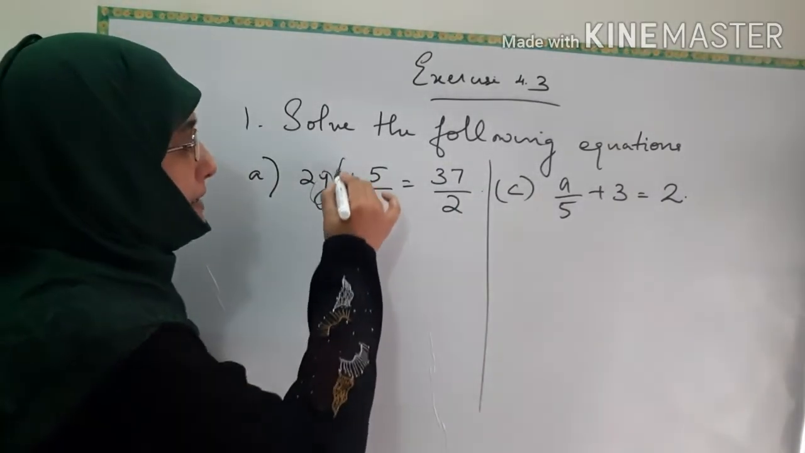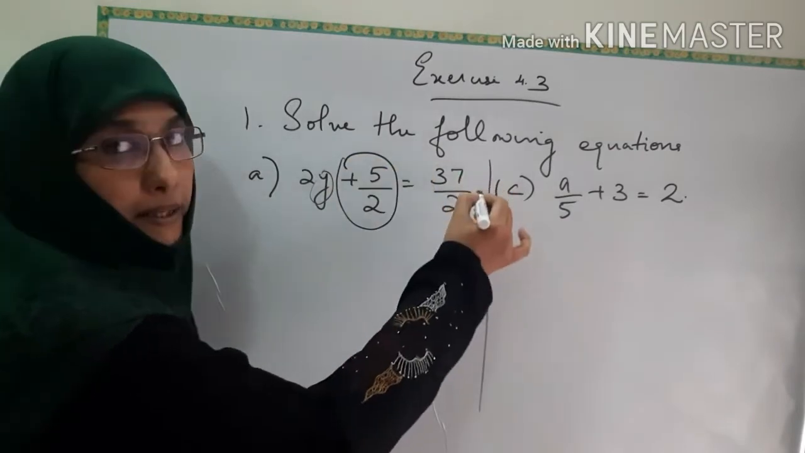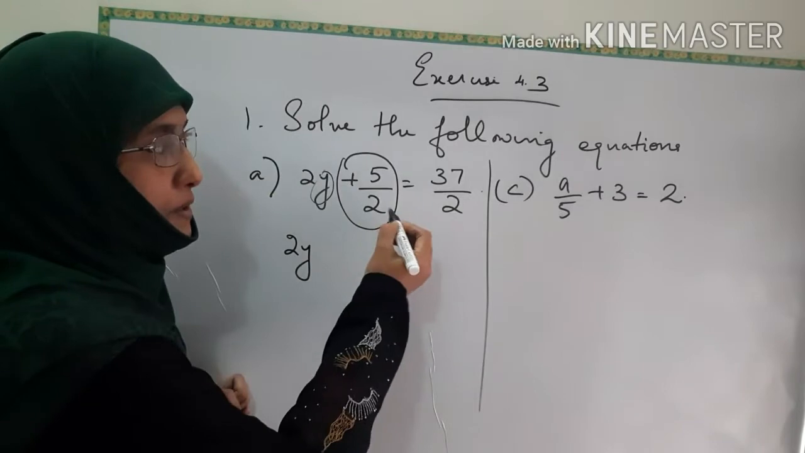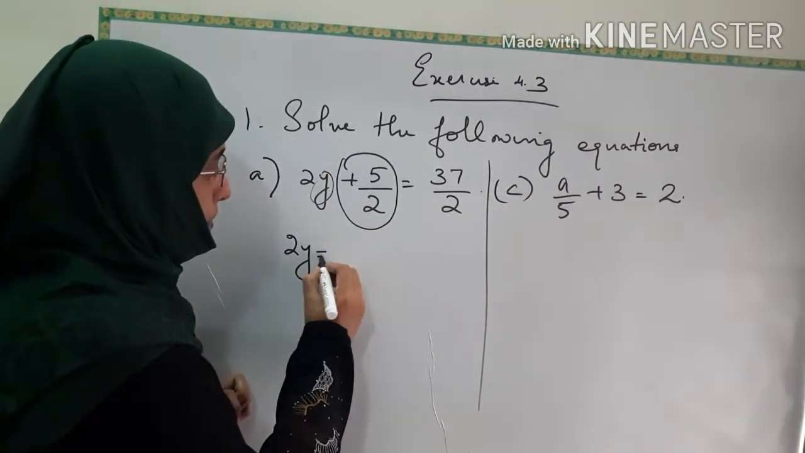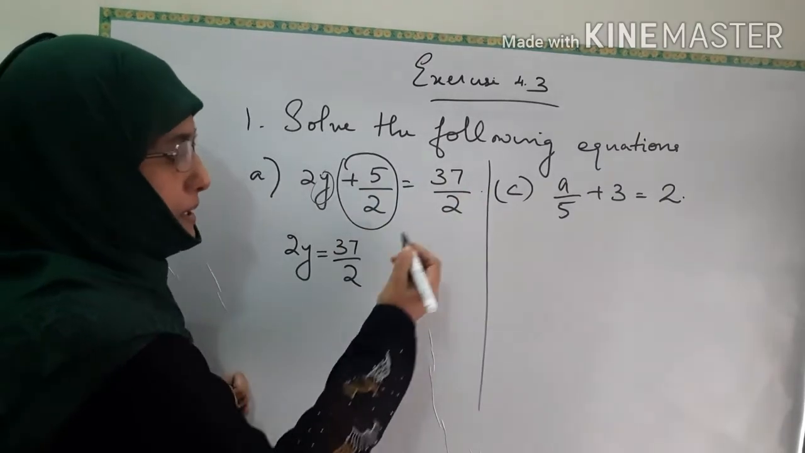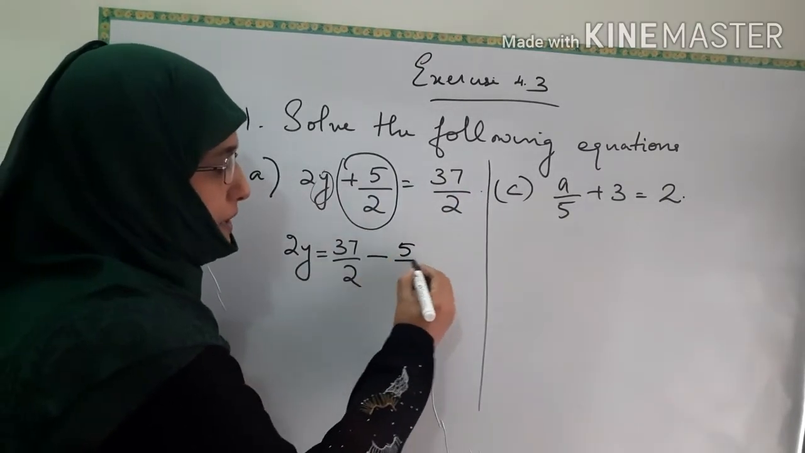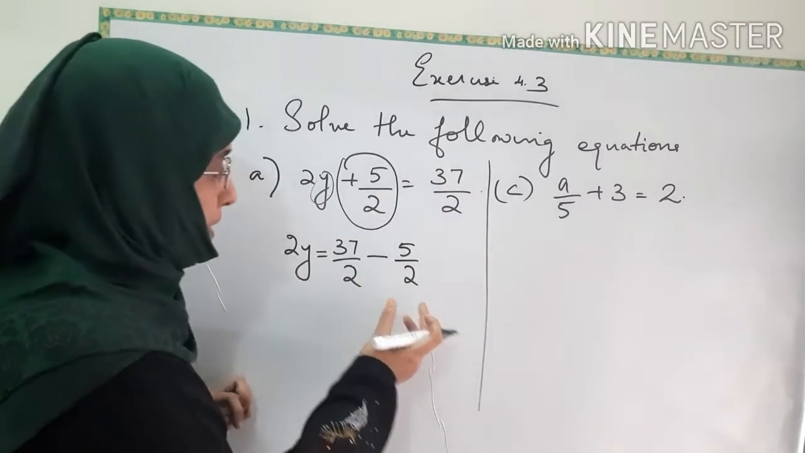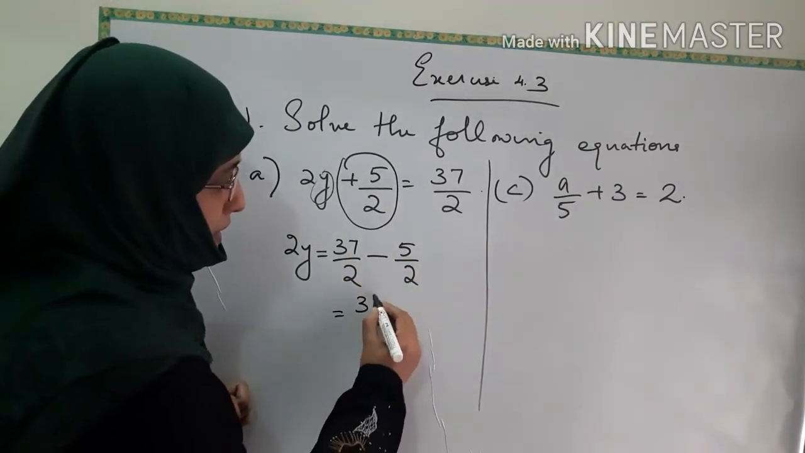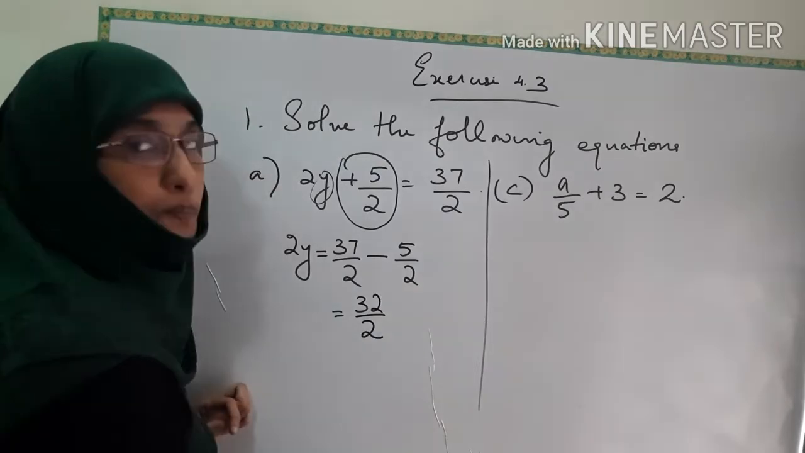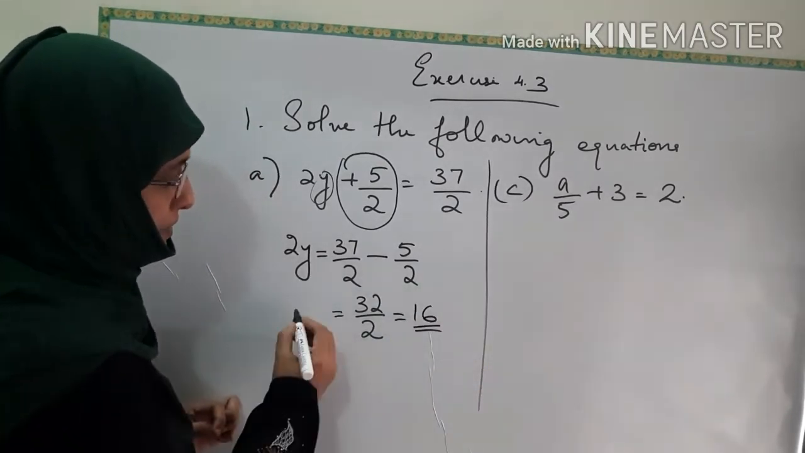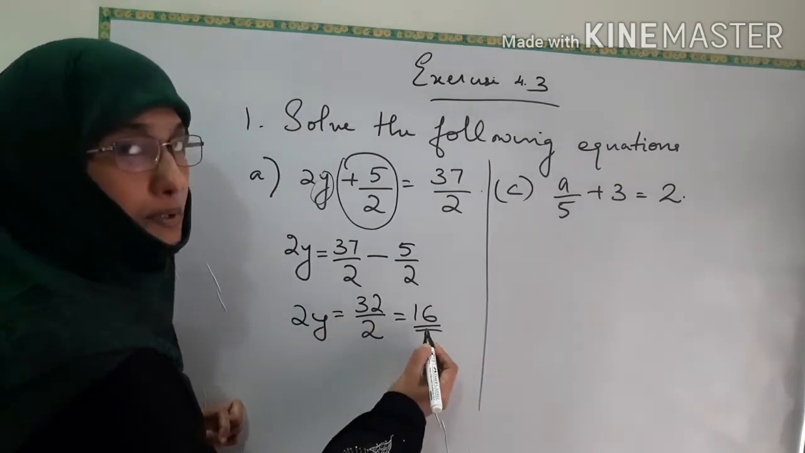So first we will take this plus 5 by 2 to the other side. So what will happen here? It will be 2y. Plus 5 by 2 goes to the other side, so it becomes 37 by 2, which is already here, then minus 5 by 2. The symbol will change. Now, 37 minus 5, what is 37 minus 5? 32 by 2. 32 by 2 is 16. Now you got 2y equal to 16.